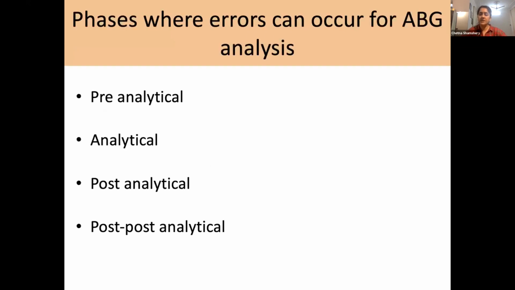Now, while interpreting ABG, how do I rely upon whether this ABG is right or wrong? Because there are many errors associated with taking the samples and evaluating the ABG. Those errors have been divided into 4 stages: pre-analytical, analytical, post-analytical, and post-analytical. Pre-analytical means before the machine starts to analyze the ABG, what all errors can happen. So all the errors related to taking out the sample from the patient.